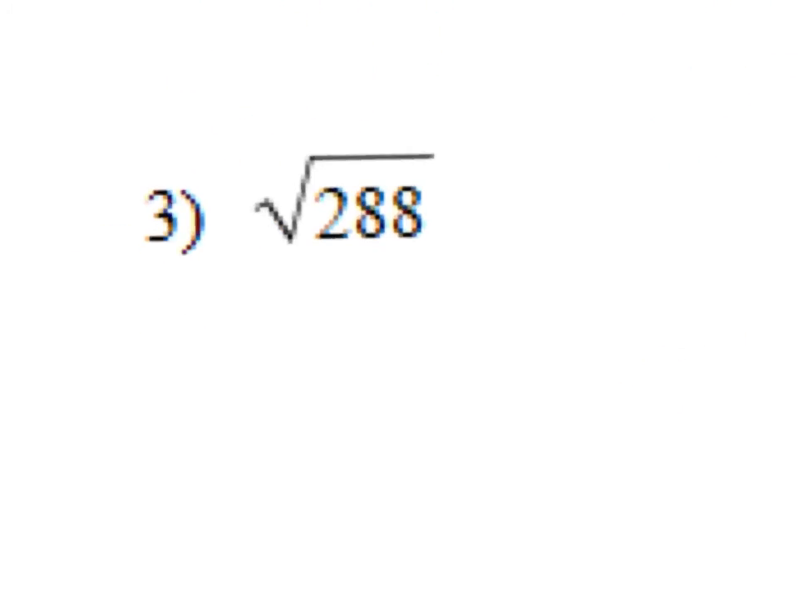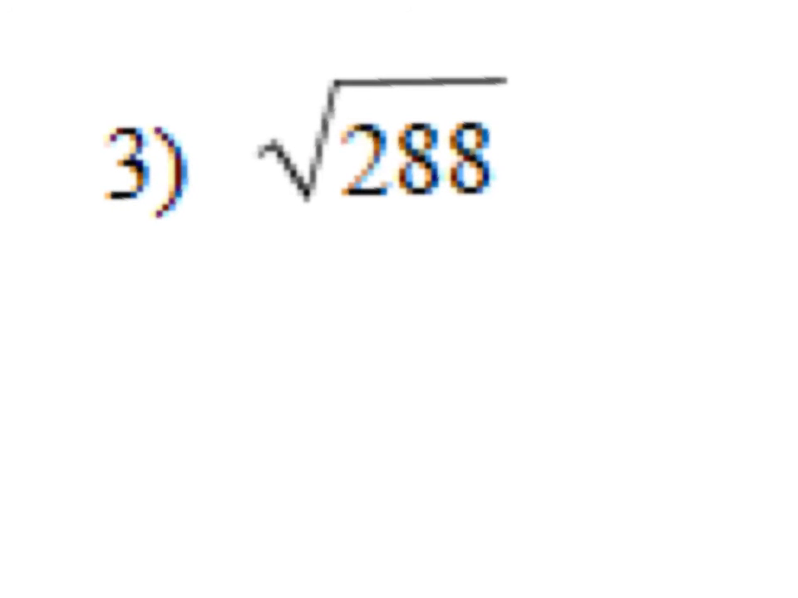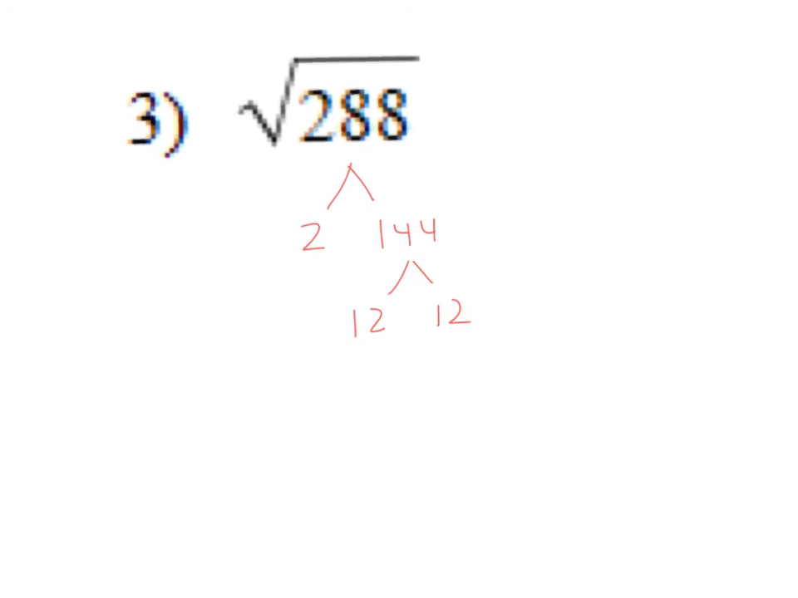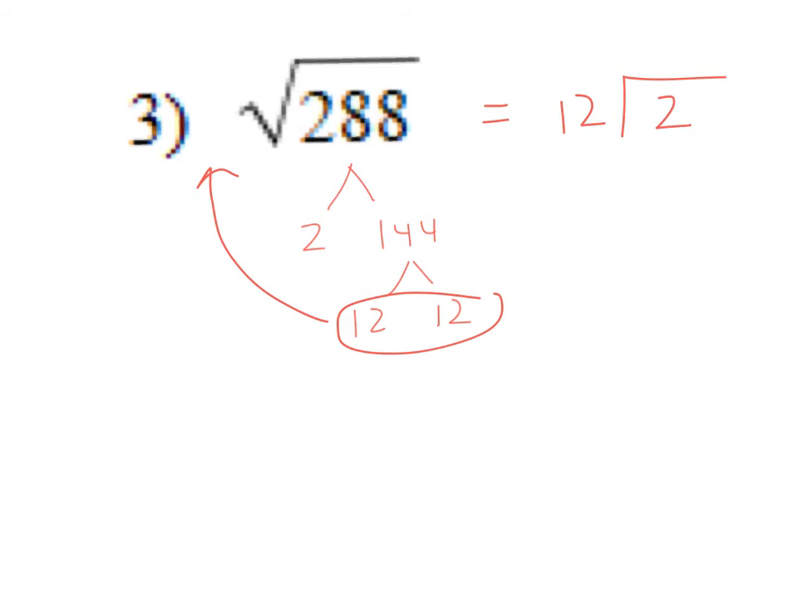All right, so let's try it again. So 288, I'm going to break it down. I'm going to get 2 and 144. Now, I know that the square root of 144 is 12, so I'm going to go ahead and do 12. If you didn't know 12, that's okay. You just keep going, okay? So when I look at this, I've got a pair of 12s that moves out. So I've got 12 on the outside and 2 on the inside, okay?